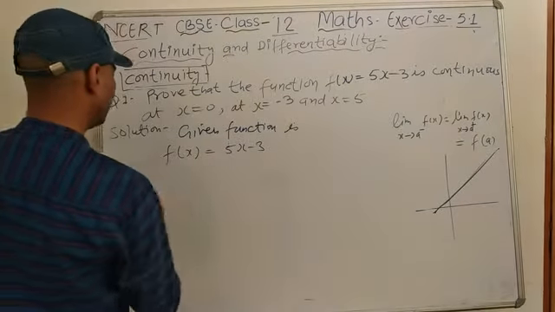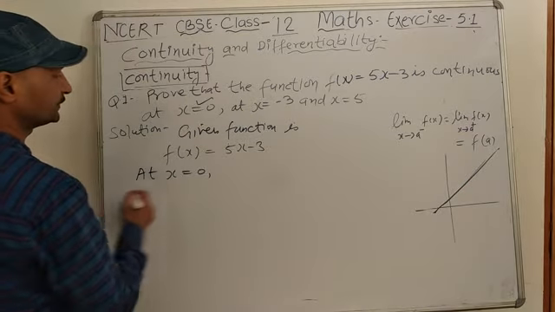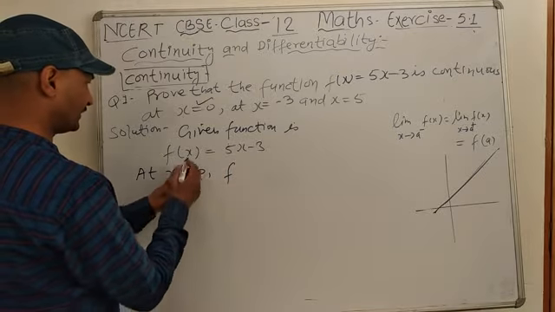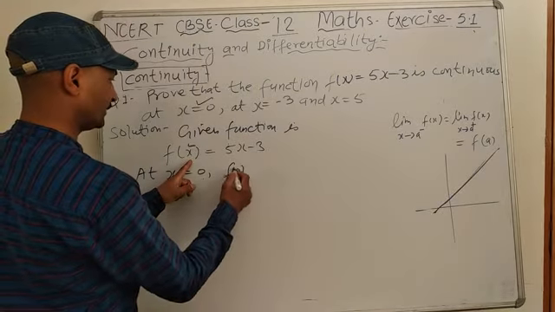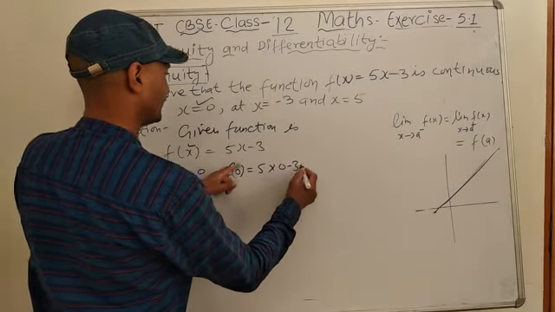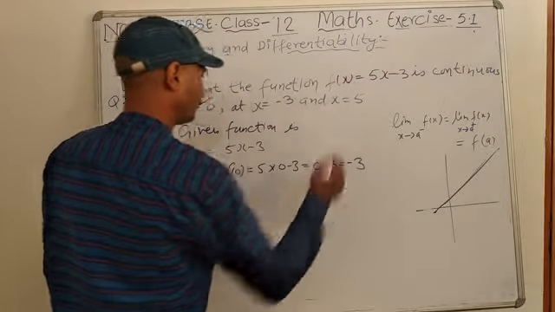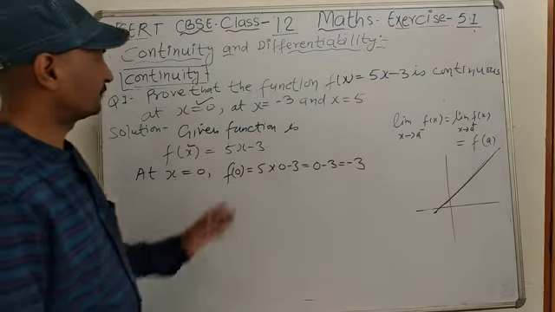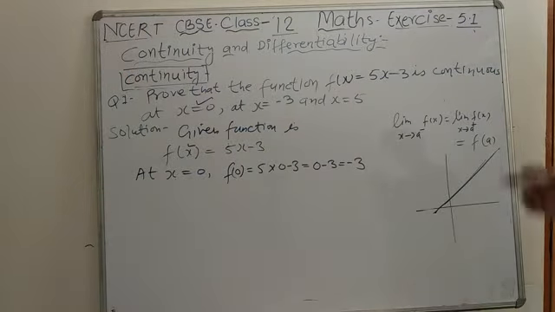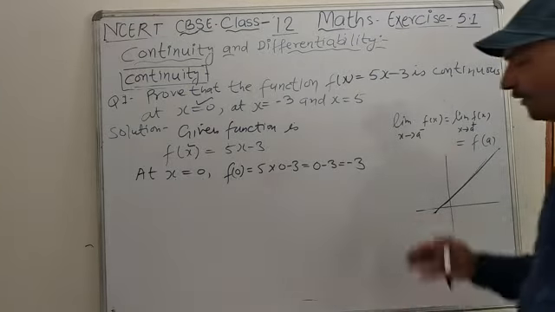Now at x equals 0, what does the function become? f(x) at x equal to 0, that means putting x as 0: f(0) equals 5 into 0 minus 3, that means 5 times 0 is 0, minus 3, becoming minus 3. And for the case of a linear function it is always continuous, so there is no need to find both the left hand limit and right hand limit. You can find only the limit.